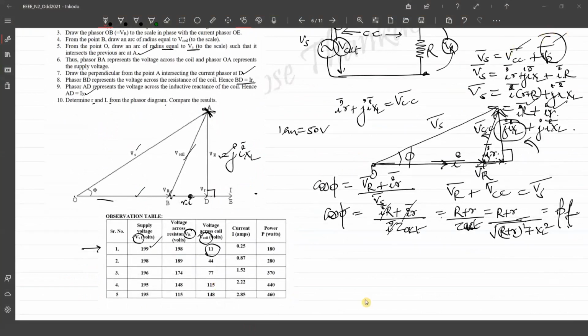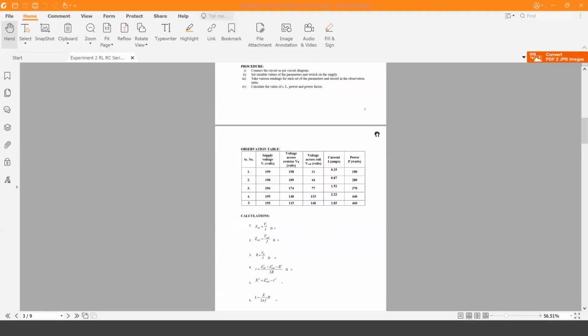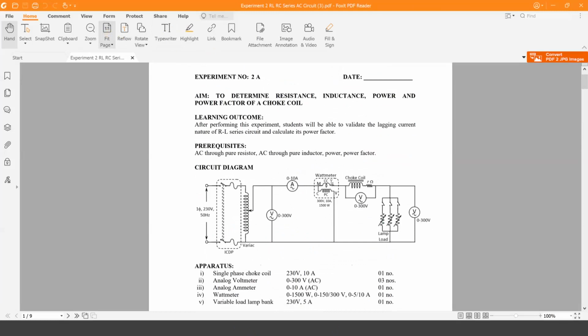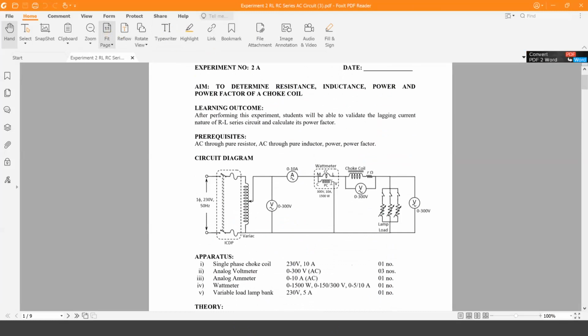So let me just share the practical lab manual with you. Yes. So is this visible to all? This document is visible to everyone? Yes, sir. Yeah. So this is your lab manual. This will be shared with you.